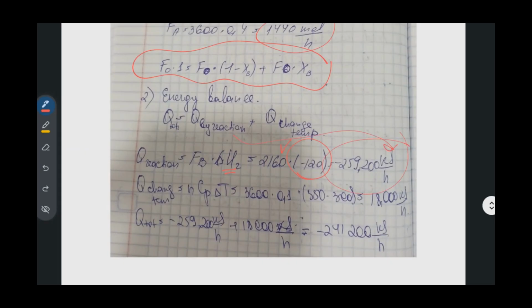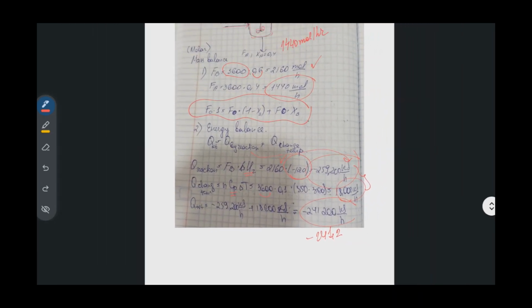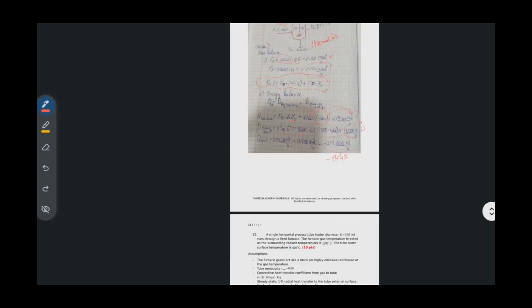And then Q change is the MCp delta T or NCp delta T, because the Cp was given with the mole as well. So 3600, then this one, okay. And that will give us minus 241.2 something. The thing is that I have checked the results. Mine is a bit different from this calculation, but it's so close. That's why I'll give the whole point.